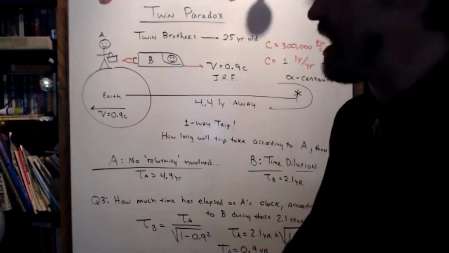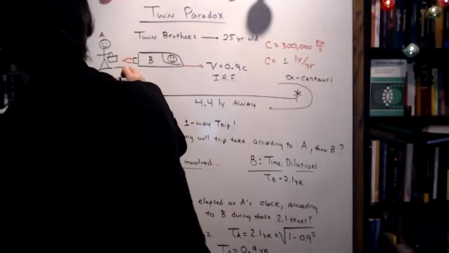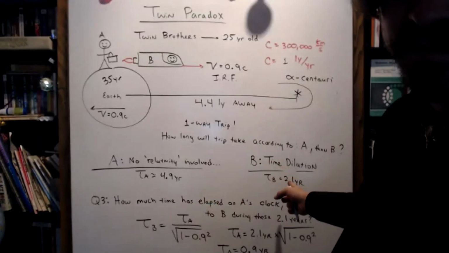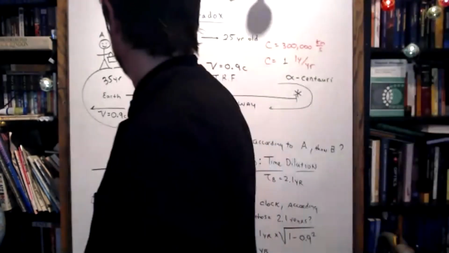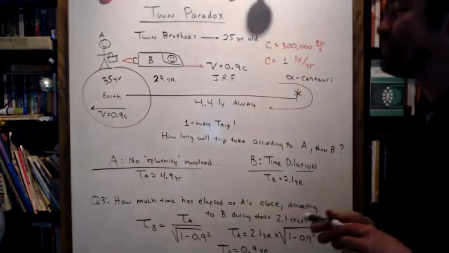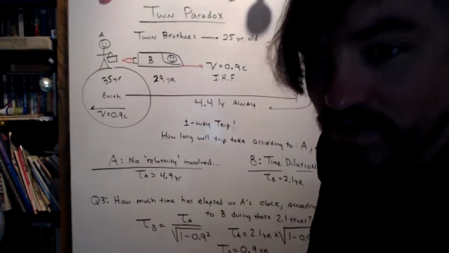So probably what will actually happen is brother A will be 35 years old when B gets back, and brother B will only be 4 years older, or 29 years old. They were once twins. Now there's a 6-year difference when they return.